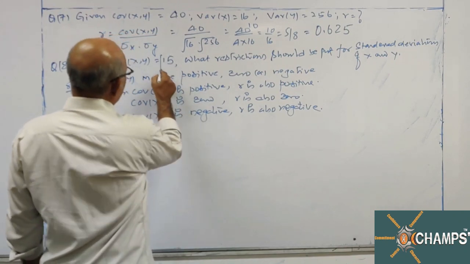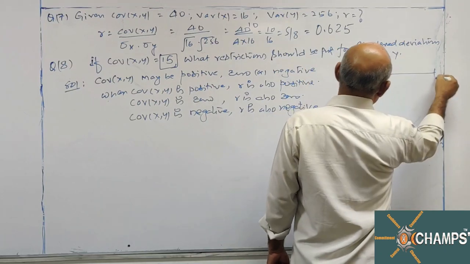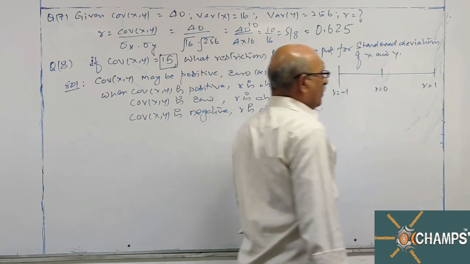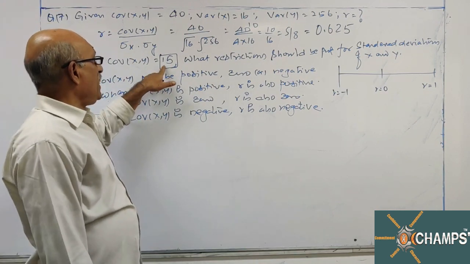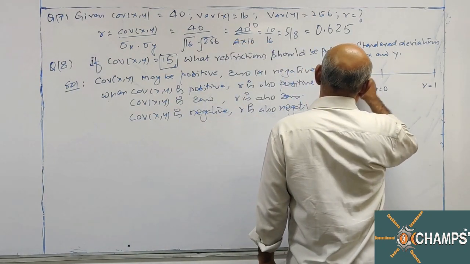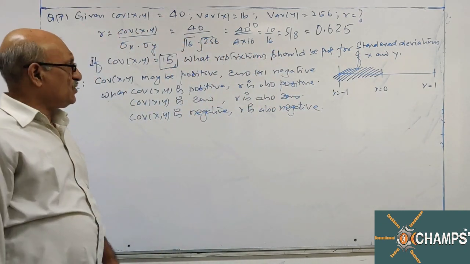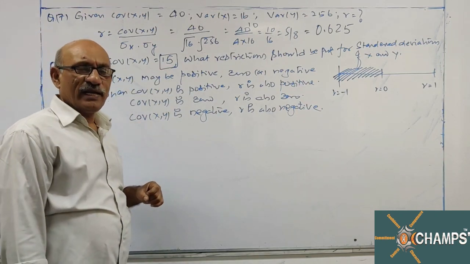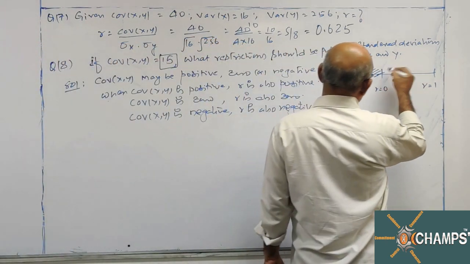Here, covariance is a numerical number of positive value. We know R value lies from -1 to +1. Now in this case, covariance is positive, so R cannot be negative. All these negative values are eliminated from the picture. Covariance is a numerical number, so R is also a numerical number. R value cannot be 0. Therefore, this is also eliminated.